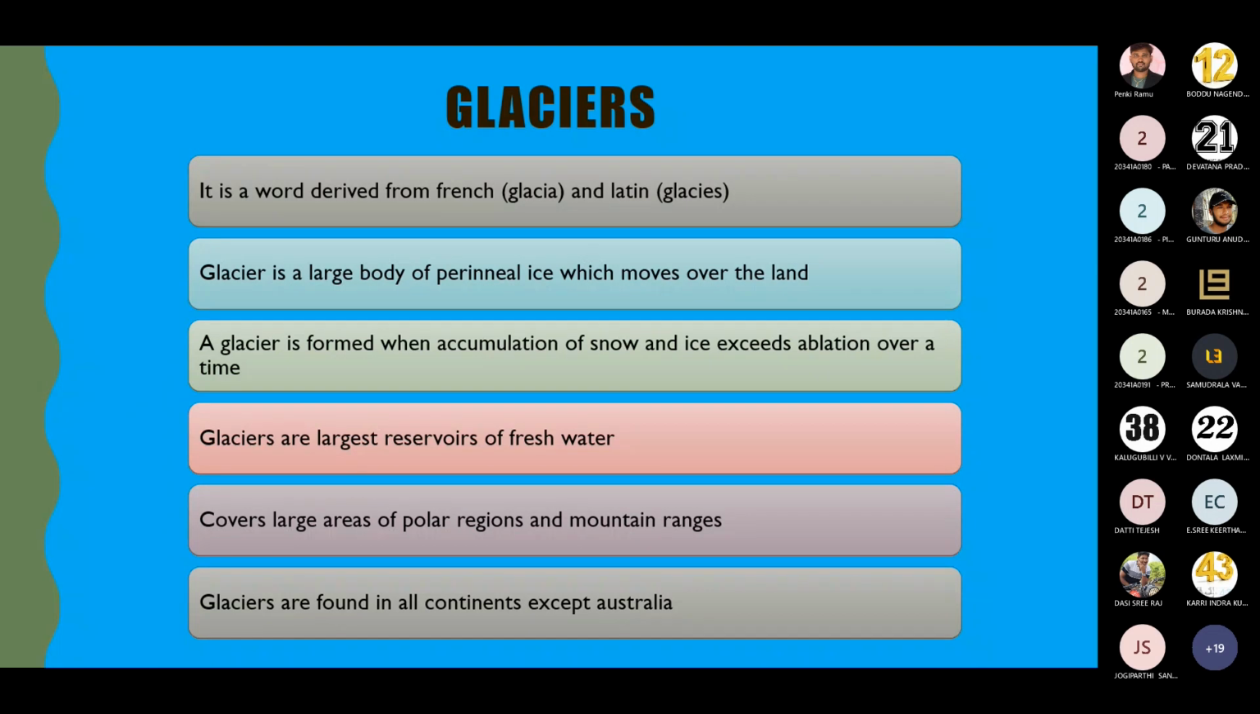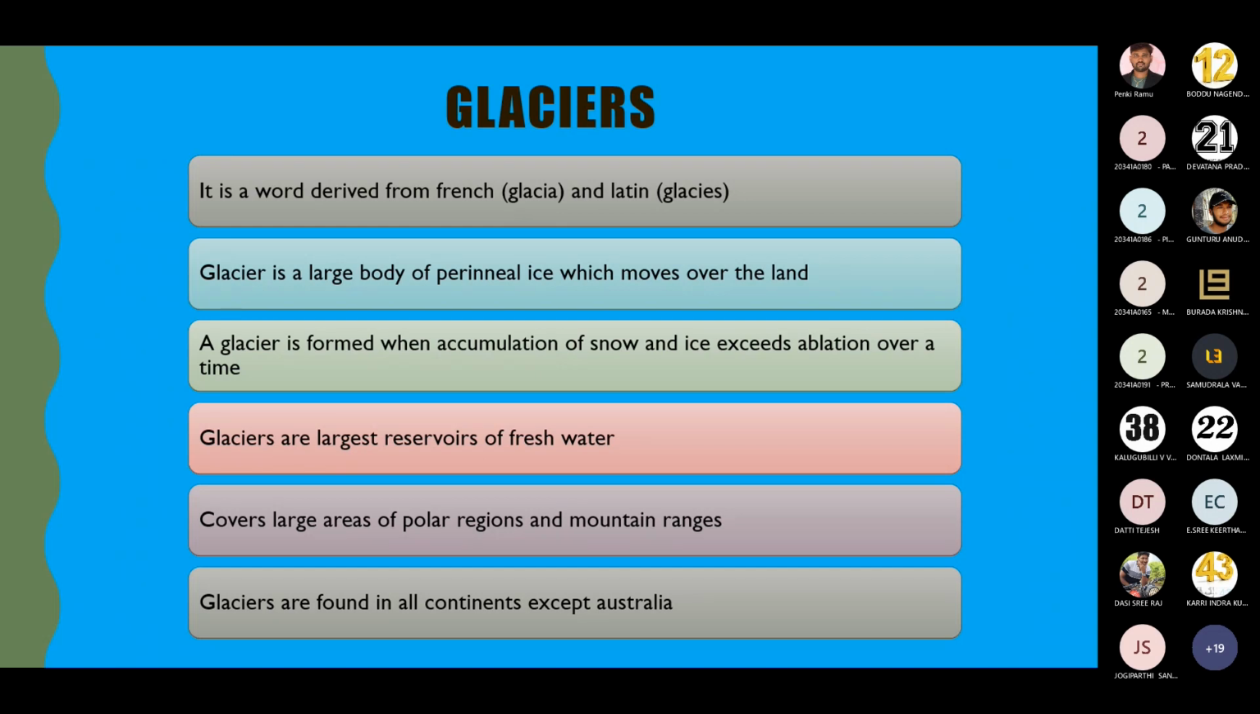It is found when accumulation of snow and ice exceeds the ablation over a time. So glacier is formed when accumulation of snow and ice exceeds ablation. Snowfall is a continuous phenomena at certain regions of the world. When accumulation of the snow exceeds ablation, that means if the amount of snow that is accumulated is more than the amount of snow that is melted, then a glacier will be formed. Lot of snow will be accumulated, and because of the gravity and mass, it will slowly start moving towards the downward slope region. That's how glacier will be formed.